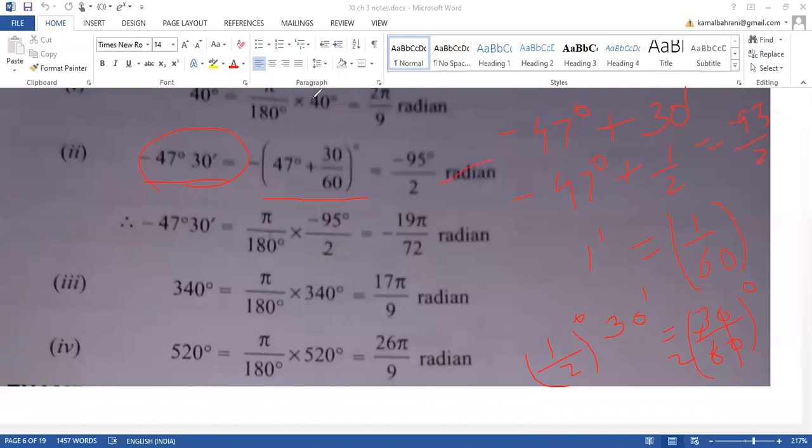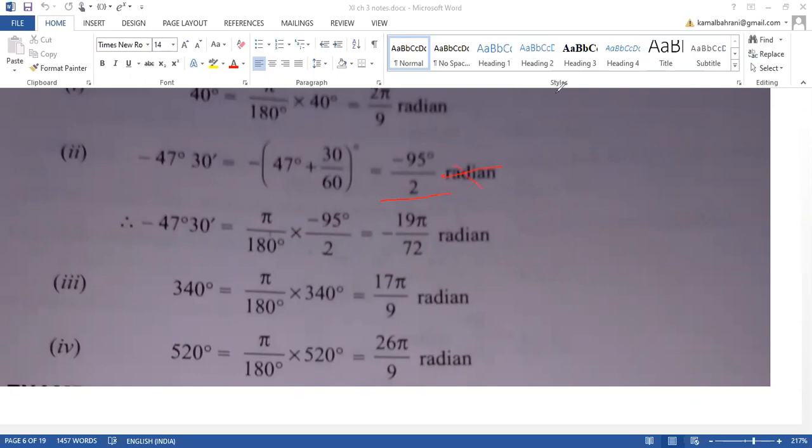Now you have got minus 95 by 2. Keep minus outside only. 47 plus half: 2 sevens are 14, 4 and 1 carry, 2 fours are 8, 9, so 94 plus 1 by 2, that is 95 by 2. Minus is outside only. So we got this value. This is not radian, this is degree only. We have to convert it into radian.